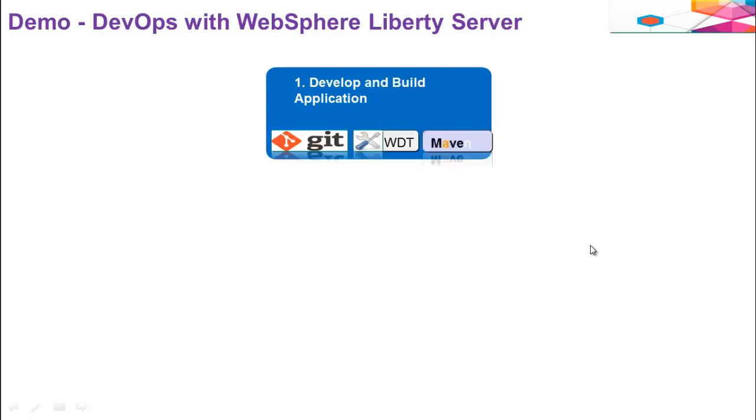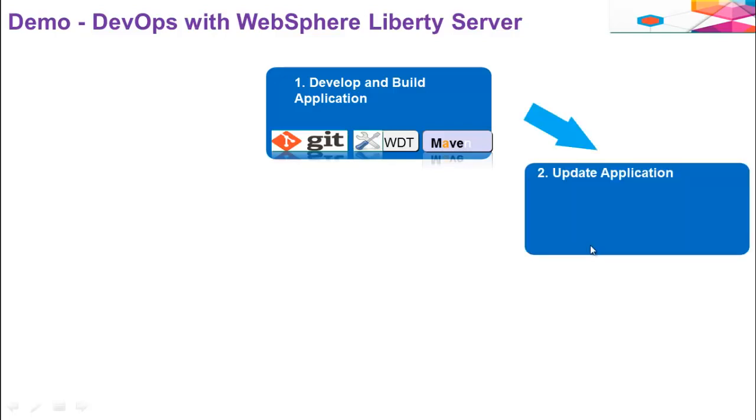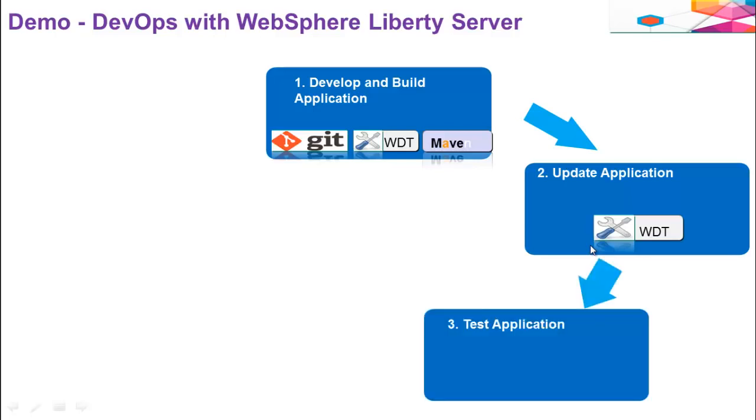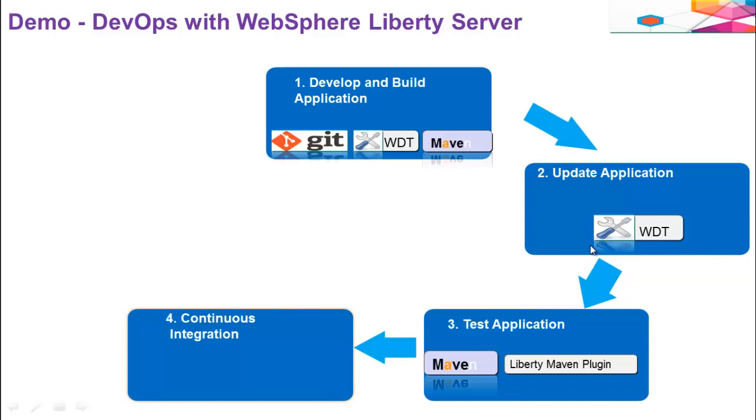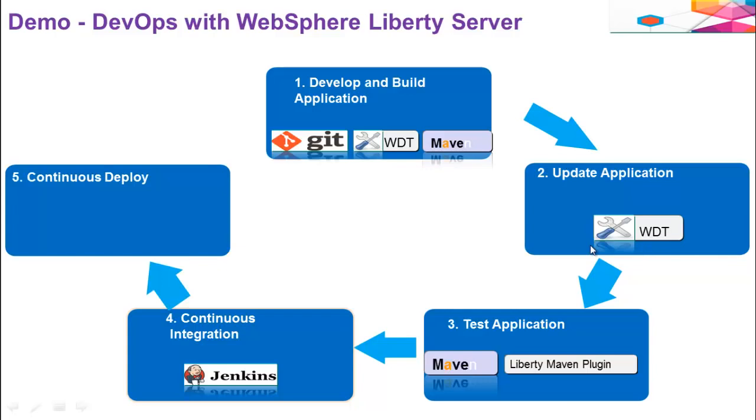You will also make changes to your web application running in Liberty and push changes from Eclipse to production environment. You will use Apache Maven together with Liberty Maven plugin to run integration tests to verify your changes. You will also use Jenkins for continuous integration and use Chef to push a new build to the production environment.